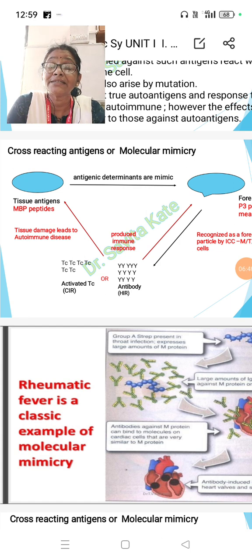And what is the mechanism? It is not the autologous antigen, it is not the altered form, but what is that? P3 protein and myelin basic protein share the same epitope, and that's why whatever immune response is formed against the P3 protein attacks the myelin basic protein, and demyelination starts, that leads to the autoimmune disease.